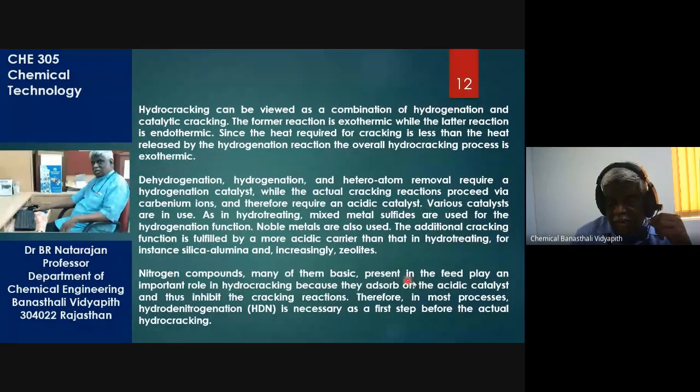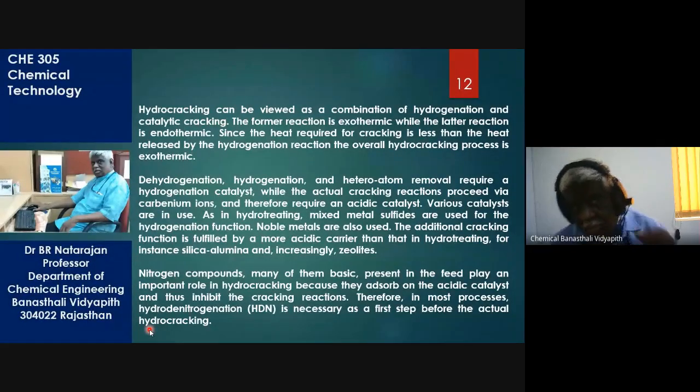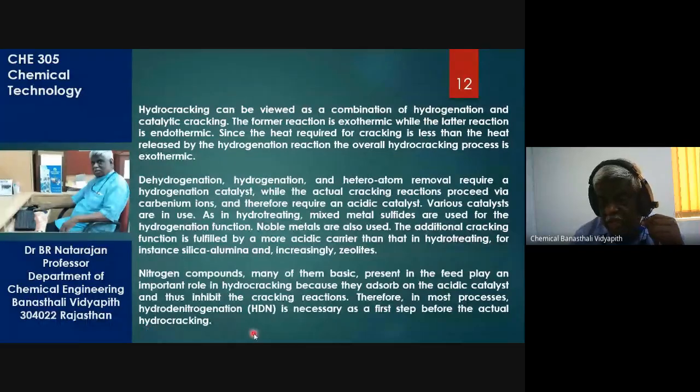Nitrogen compounds, many of them basic, present in the feed, play an important role in hydrocracking because they adsorb on the acidic catalyst and thus inhibit the cracking reaction. Therefore, in most processes, hydro-denitrogenation is necessary as a first step before the hydrocracking. Please understand this carefully: if I don't do hydro-denitrogenation before hydrocracking, my nitrogen present may play mischief with the catalyst in hydrocracking. So I would prefer that we do hydro-denitrogenation before the actual hydrocracking is done.